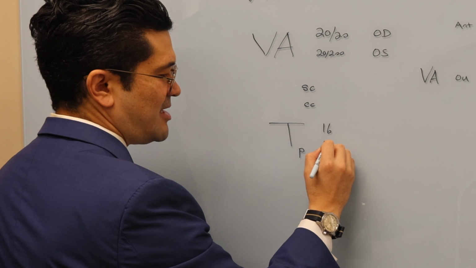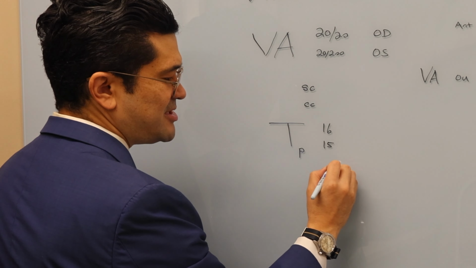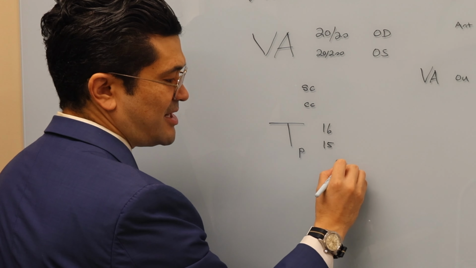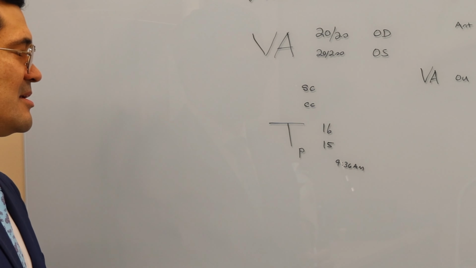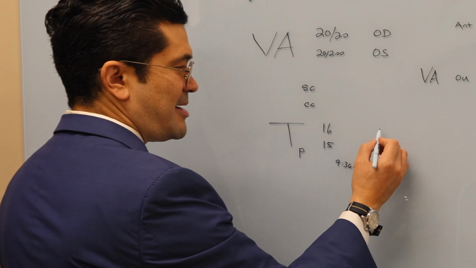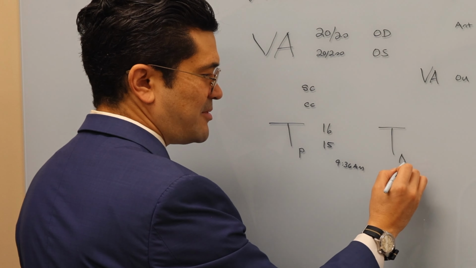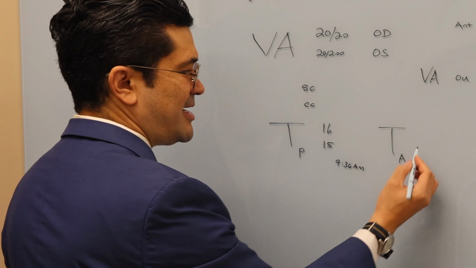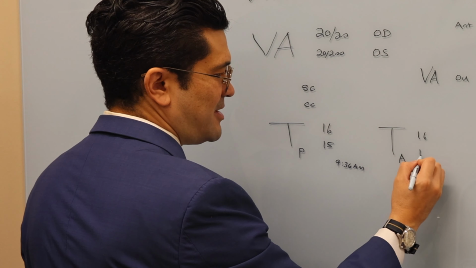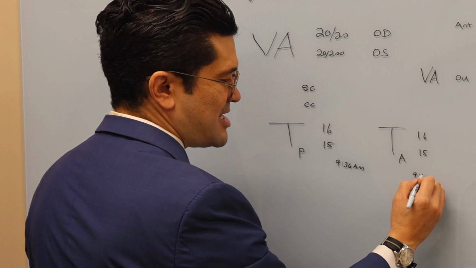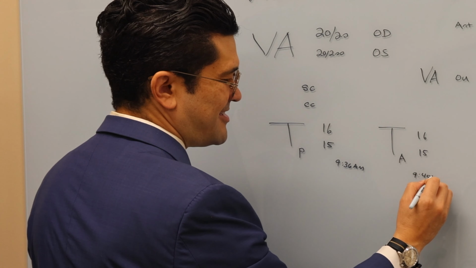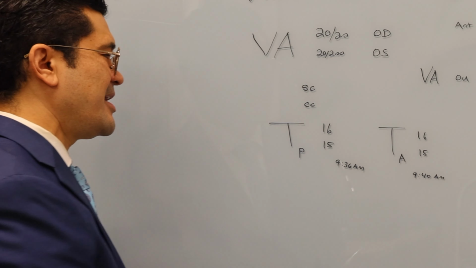Let's say it was 16, 15, and you'll usually document the time. Let's say it was 9:36 in the morning when you measured that. Let's say you used a Goldmann applanator, so you'll see a T capital A. That means you applanated by hand, and you'll write the same numbers. You verified it, it was the same, and it took you 10 minutes to do that because it was hard. So there you go, 9:40 a.m.